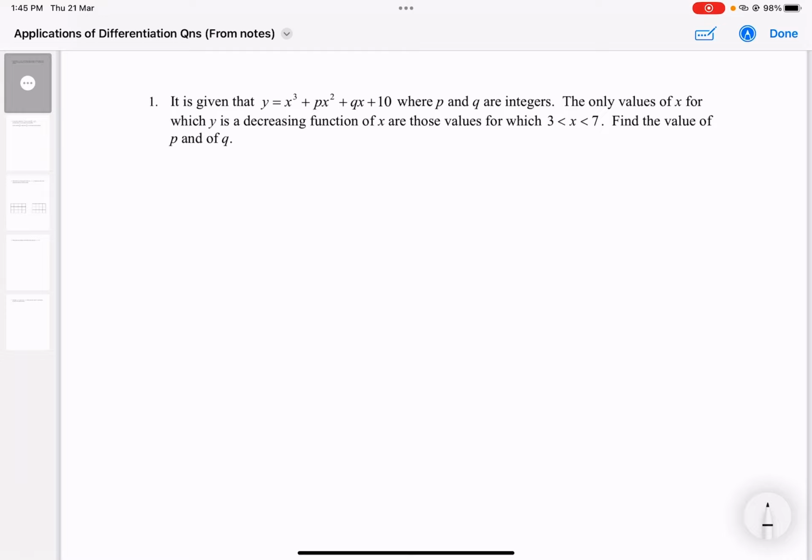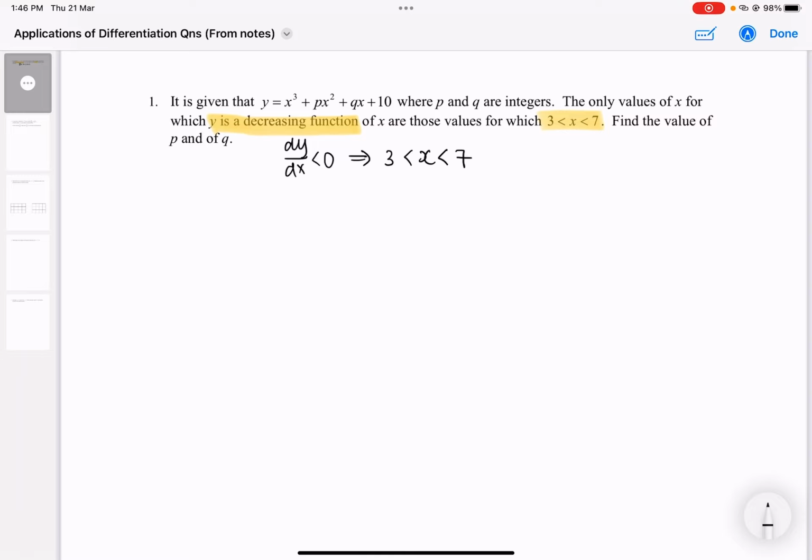Given the equation of this function, where p and q are unknown integers, the question says that the only values of x for which y is a decreasing function are those with x between 3 and 7. So the question is telling us that the graph is only decreasing between these values. Now we know that when a function is decreasing, dy/dx is less than 0. So they're basically telling us that dy/dx is less than 0 only when x is between 3 and 7.